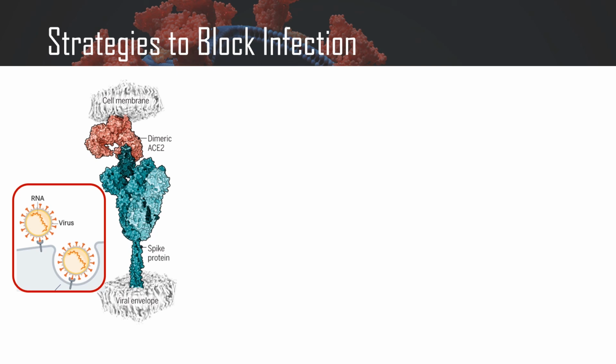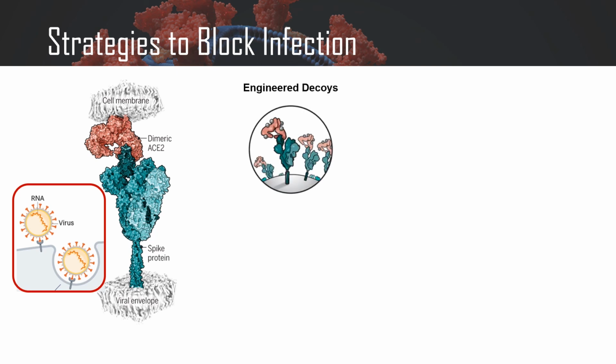prevent this association. So firstly, engineered ACE decoys. ACE2 mutants are engineered to bind to the spike protein more tightly than native ACE2. And what this does is inhibit the actual SARS-CoV-2 infection from binding on to the host receptor and entering the cell.